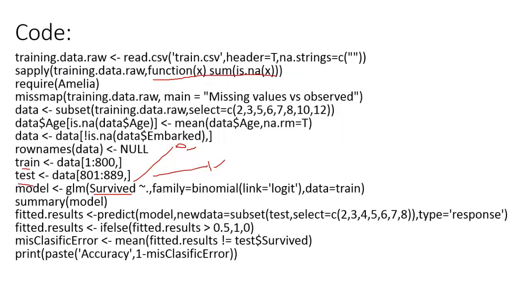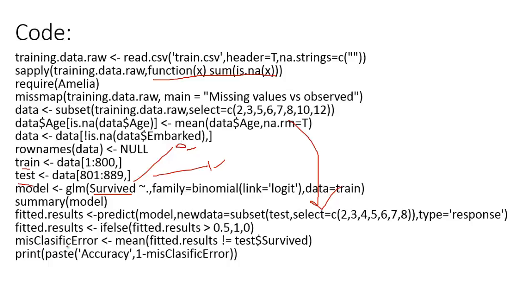After I have trained my model, now what I'll do is get the results using the predict command. I'll put the model in the predict command, and I'll provide the test dataset. Then I get the results. The results will be probabilities in the range 0 to 1. So I have assigned a threshold that if the probability is greater than 0.5, then assign the fitted results vector as survived, else not survived.